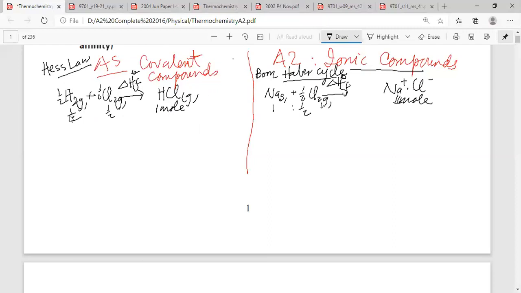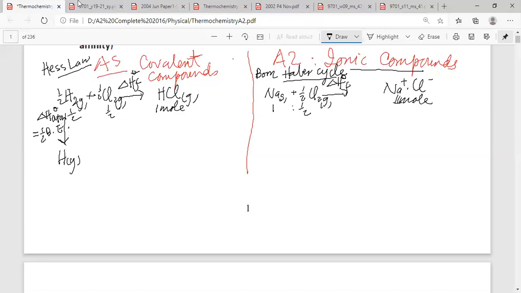Now, how do we go about this? In this case here, they don't form straight away. Hydrogen here must break the bond, isn't it? So from here, it goes to H gas. Now, this heat change is called the heat of atomization, which is equal to half of the bond energy, isn't it? Now, bond energy, as you remember, is the energy required to break 1 mole of the covalent bonds.